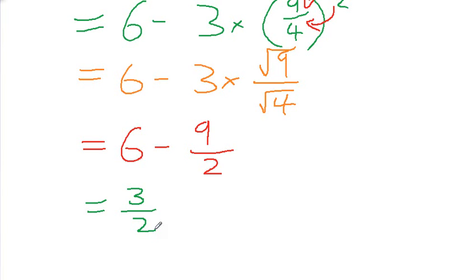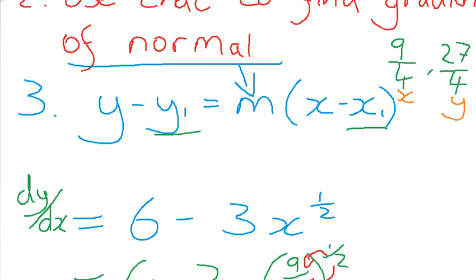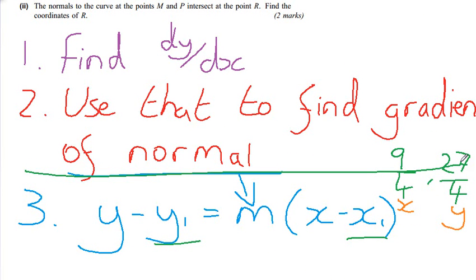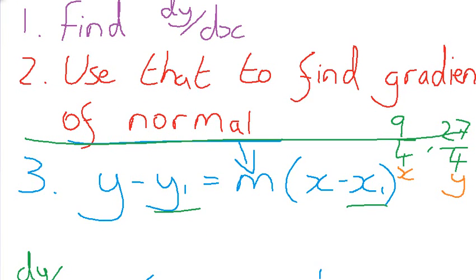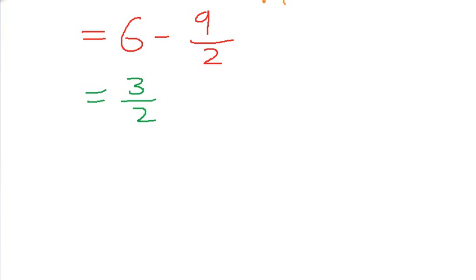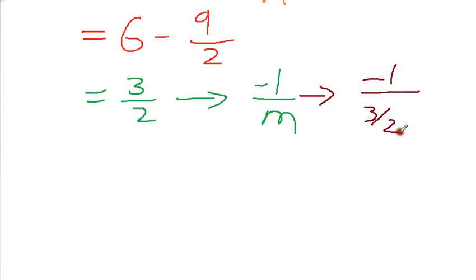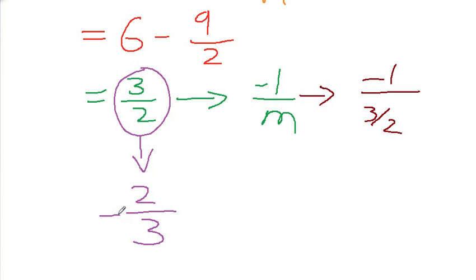So then we need to find out what is the gradient of the normal. If we go back to our plan here, use that to find the gradient of the normal. So what we can do is apply minus 1 over m. So minus 1 over 3 over 2. If you do that, you end up flipping it and giving it a minus. So take this, flip it over to 2 over 3 and give it a minus. If it's got a minus, take the minus away. So that is going to be the gradient of our normal.